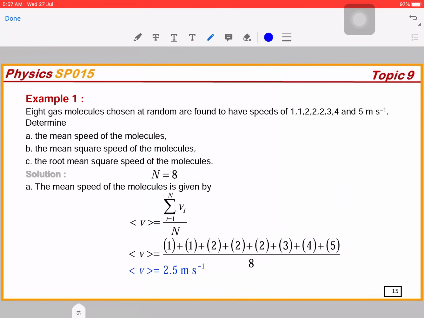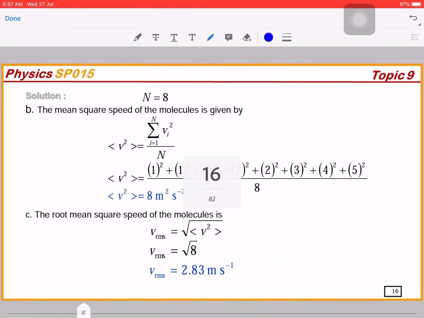Okay, next we want to find the mean square speed of the molecules. Again, mean is average, but this time they want you to find the mean squared. So we just square everything. So 1 squared plus 1 squared plus 2 squared plus 2 squared plus 2 squared plus 3 squared plus 4 squared plus 5 squared, divided by 8. So you have mean square speed equals 8 m² s⁻². Because we squared it, the unit is also squared.